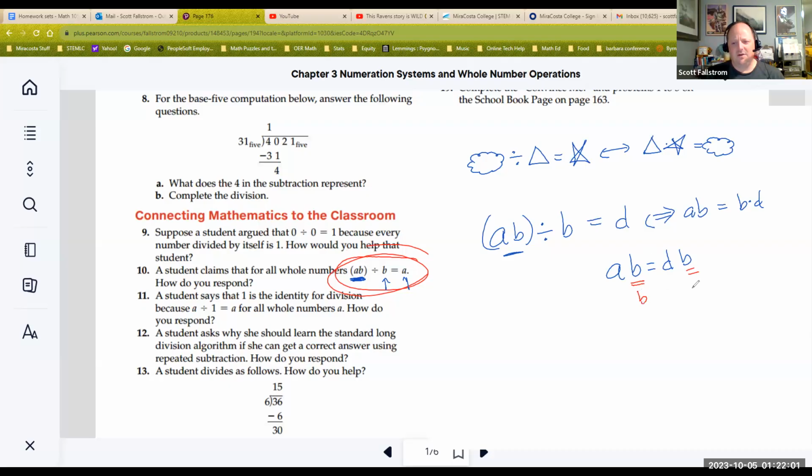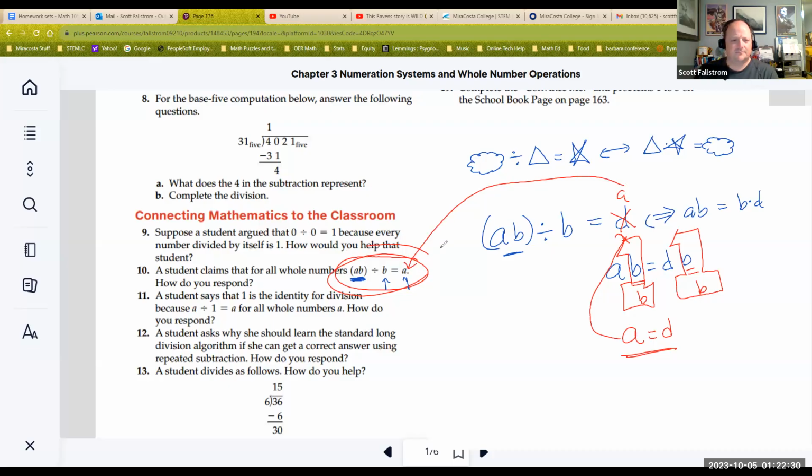So you divide by B on both sides, and these turn into B divided by B, which is just the number 1. And we know the power of 1. If I multiply anything by 1, I get back the number itself. So what we've shown here is, hallelujah, that A is equal to D, which means wherever I saw D up here, I could replace it with A. And that is exactly what they wanted us to do right here. So I feel pretty good about this one. Now, again, this is partly as well as your response to the student.